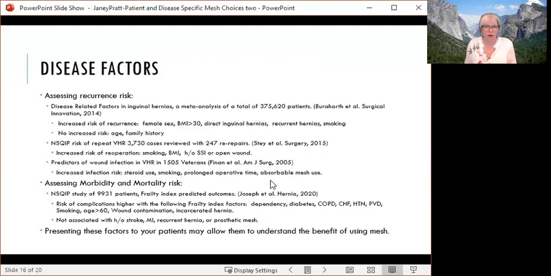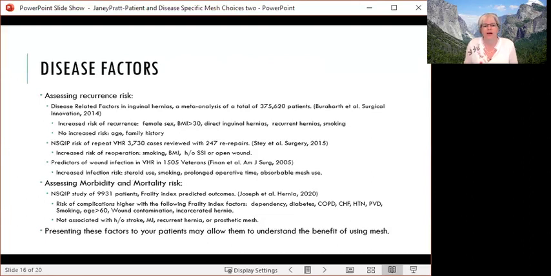So I know you all know this, but I'm just giving you the data behind this. You all learned this in residency. I want you to have data to present to your patients so that you can encourage them to consent to a mesh if you think one is appropriate.